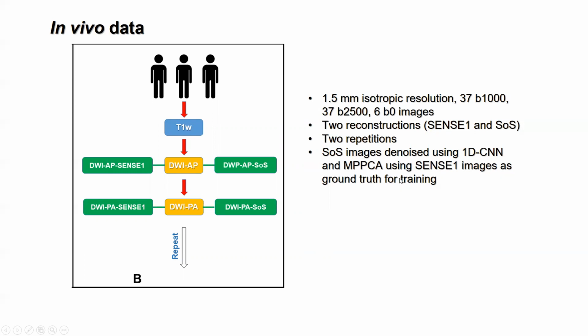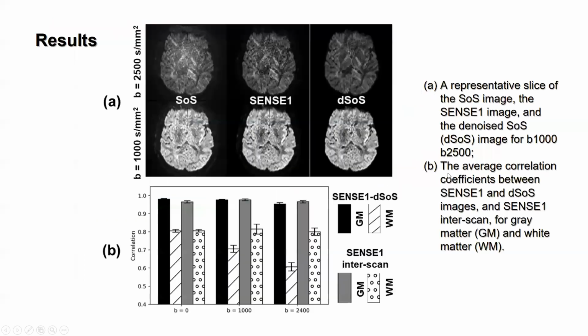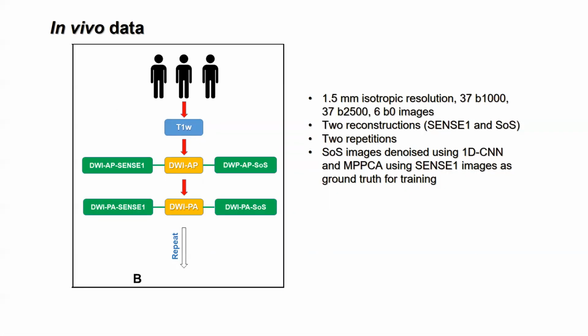We scanned 3 subjects, and we used 1 subject for training and applied the 1D CNN to the other 2 subjects for denoising. So here the SoS image is the noisy image, and the SENSE1 image was used as the ground truth for training. We applied both MPPCA and 1D CNN for denoising.